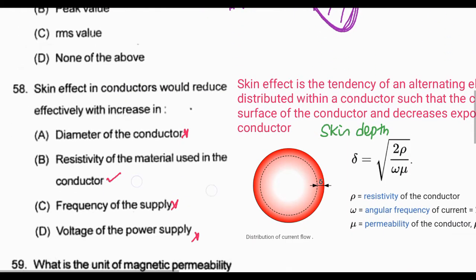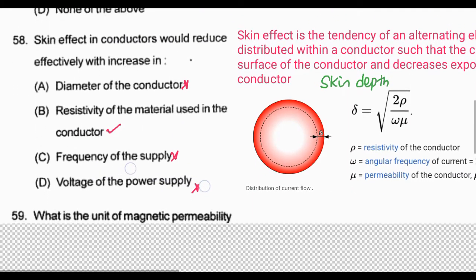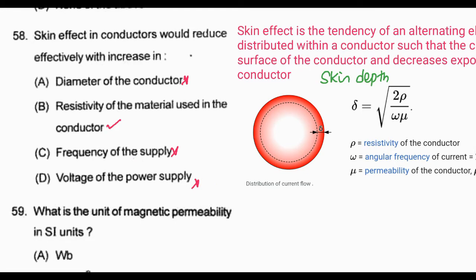Next is, skin effect in a conductor would reduce effectively with increase in option A, diameter of conductor, option B, resistivity of the material used in the conductor, option C, frequency of the supply, option D, voltage of the power supply. So here the answer is resistivity of the material used in the conductor. This is the correct answer. So this is the explanation.